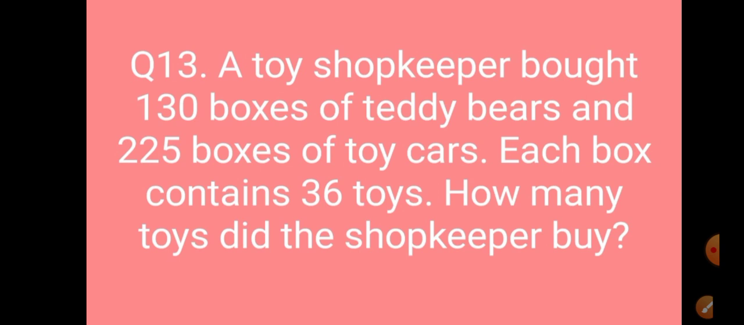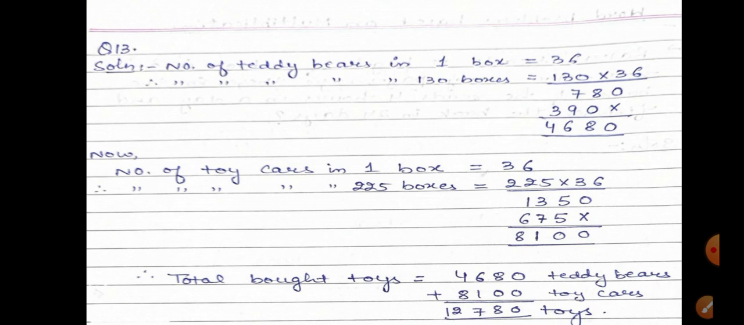Next is, a toy shopkeeper bought 136 boxes of teddy bears and 225 boxes of toy cars. Each box contains 36 toys. How many toys did the shopkeeper buy? Now number of teddy bears in one box, that is given, that is 36. Now we have to find the number of teddy bears in how many boxes? 130 boxes. So after multiplication we get 130 into 36, that is 4680.